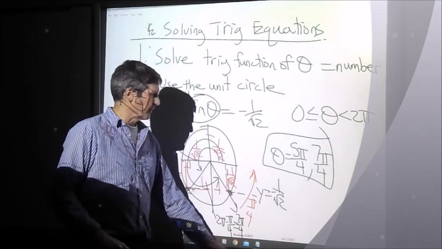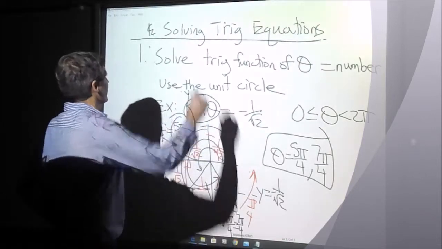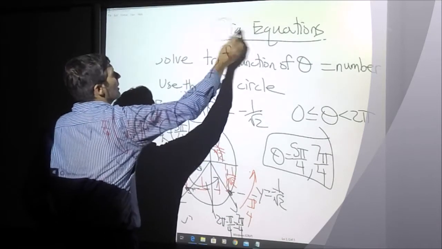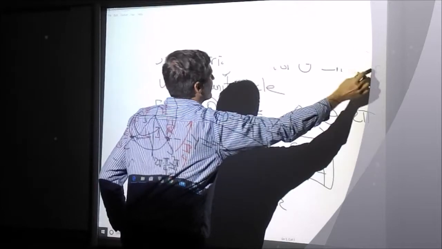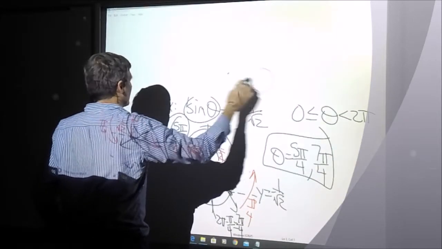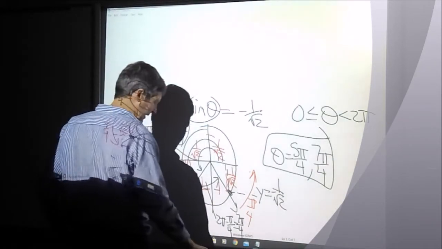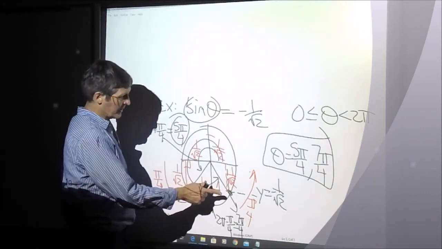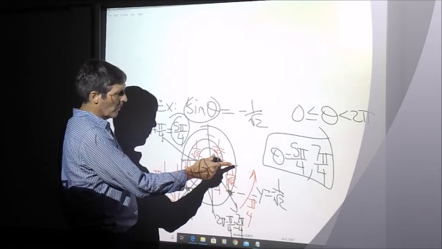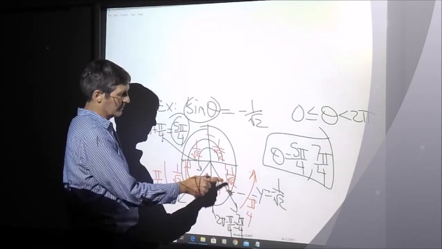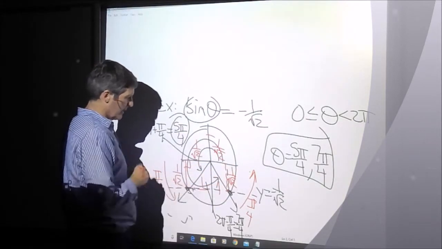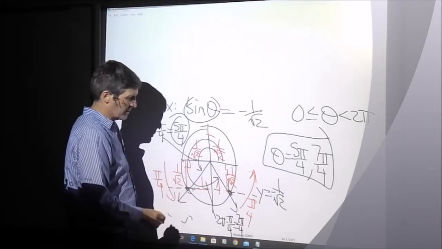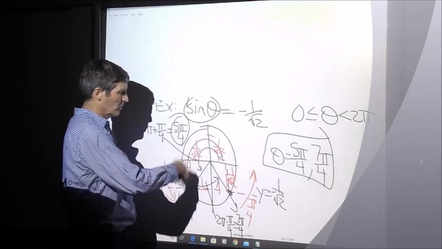Now what you want to be able to do is not just solve it for theta within one rotation. What if I want to solve it for all angles theta, no matter how positive or negative they are? What can I do? Well, you look at your picture and you say, the only way I can get sine, the y-coordinate, to be minus 1 over square root 2 is to have one of these two terminal rays. The only thing I'm missing is adding whole rotations to this.